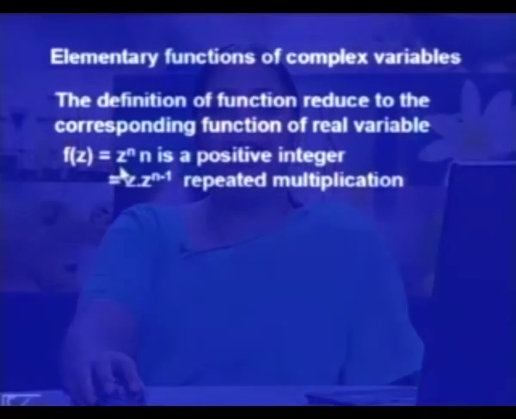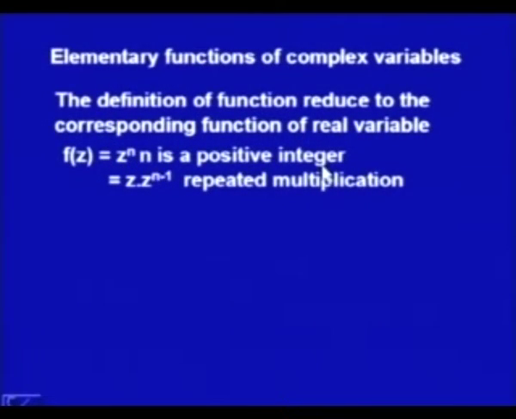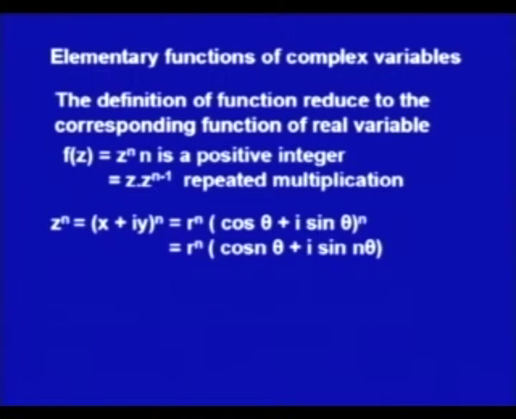So, let us say f(z) is a function of z raised to power n, where n is a positive integer. We define this function as z times z raised to power n minus 1. The idea is it is repeated multiplication, and when z is a real variable, then f(x) becomes x raised to power n. With this, z square means z multiplied 2 times, z raised to power n means z is multiplied n times.